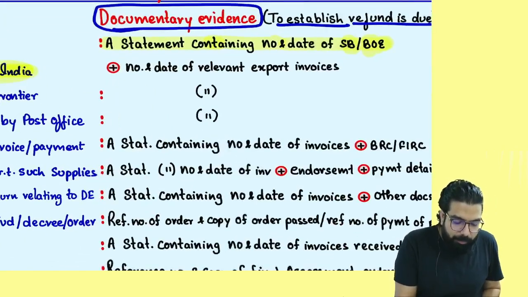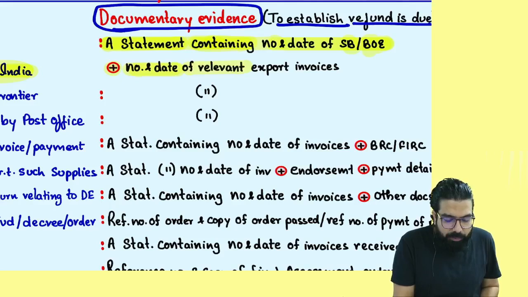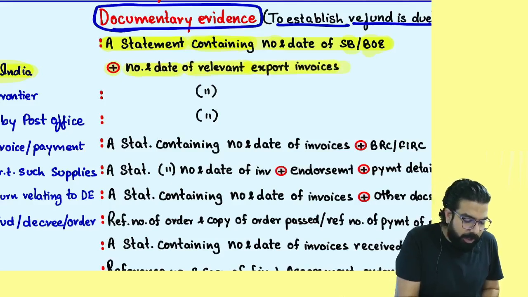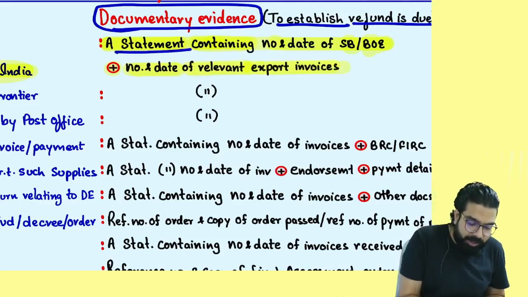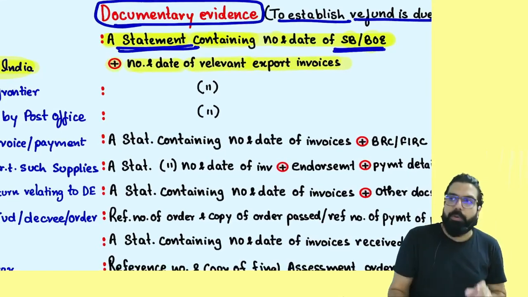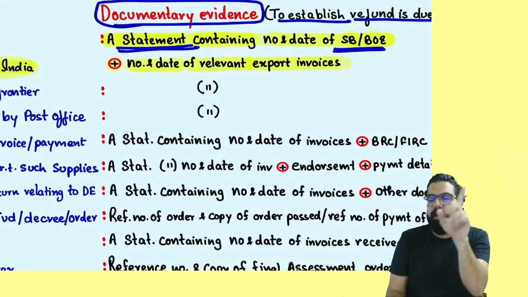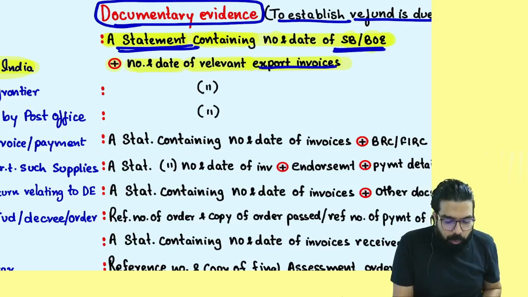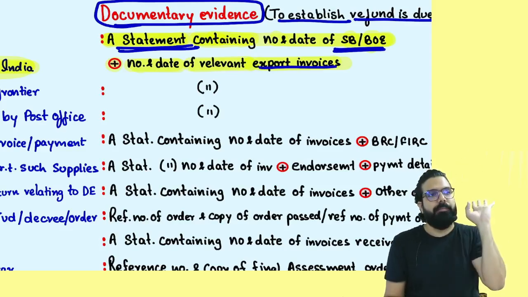Along with that, I have to make a statement containing the number of the shipping bill and the bill of export, plus the number and date of relevant export invoices. So I have to give two statements. Number one statement is what, everyone? The statement of the shipping bills for which I am claiming the refund, and secondly, one statement of the export invoices.